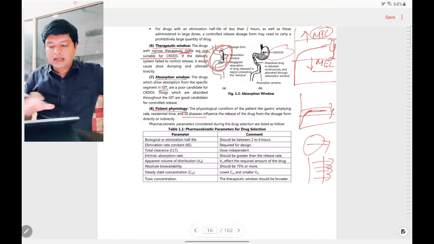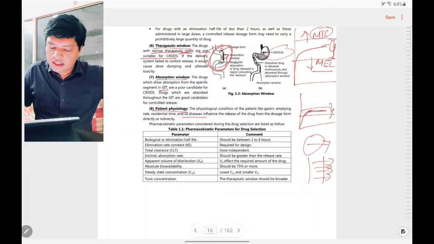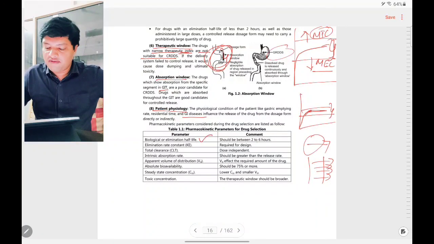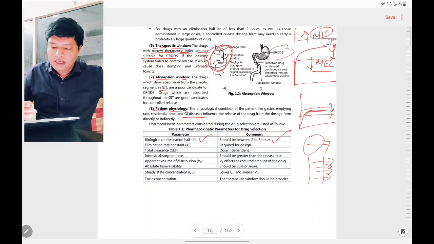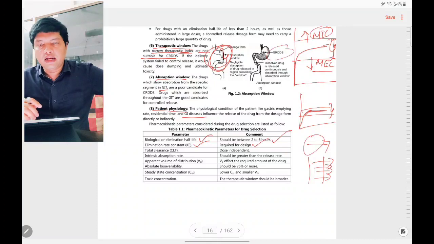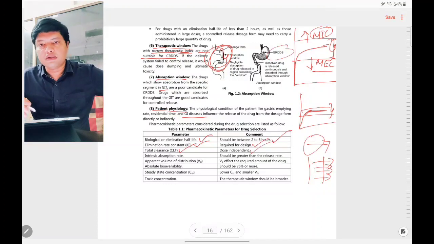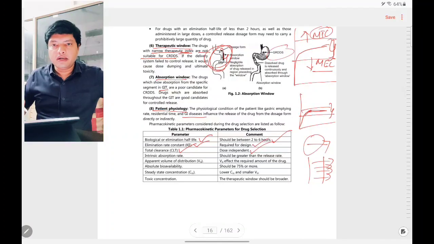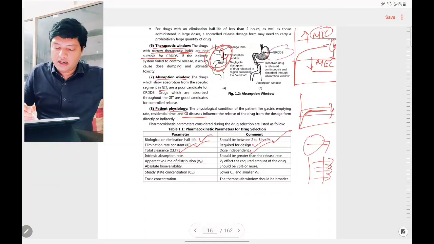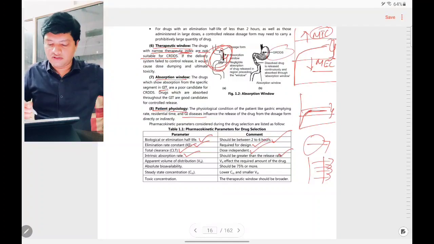So overall, to put this in a nutshell, see here, if we take biological half-life, we want the drug biological half-life to be 2 to 6 hours. Then if you take elimination rate constant, we require the elimination rate constant for designing the controlled drug delivery. Then for total clearance, it should be dose dependent. Then only the candidate can be designed in the form of controlled drug delivery. Intrinsic absorption rate should be greater than the release rate. We assume that absorption should be greater than the release of the drug from the dosage form.